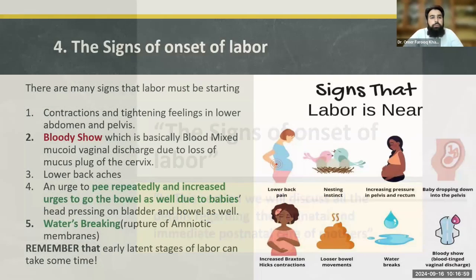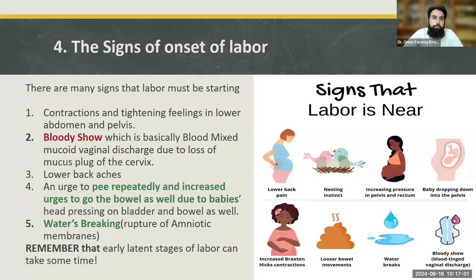So, the signs of onset of labor. There are many signs that labor must be starting. Number one, contractions and tightening feelings in the lower abdomen and pelvis. Bloody show, which is basically blood mixed mucoid vaginal discharge, mucus filled with blood, due to loss of the mucus plug of the cervix.